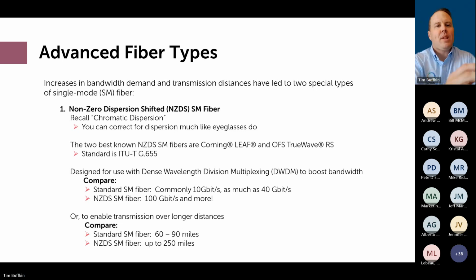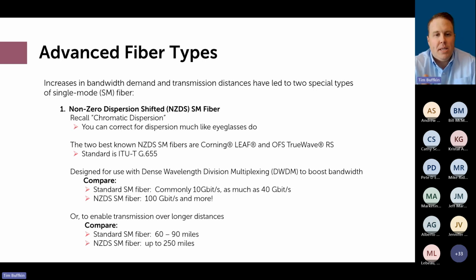So, taking all that info, there are some newer advanced fiber types. We talked a lot about the SMF-20 Ultra, its attenuation and its performance, but increases in bandwidth demand and transmission distances have led to some newer special types of single mode fiber. Again, types like your SMF-20 Ultra are used in 95% of the cases. But you do have what's called a non-zero dispersion shifted, or NZDS, single mode fiber.